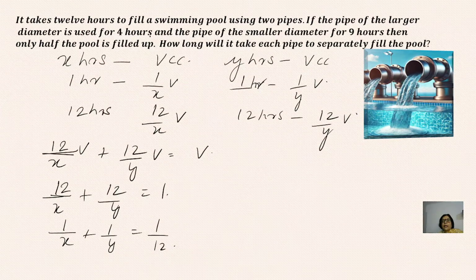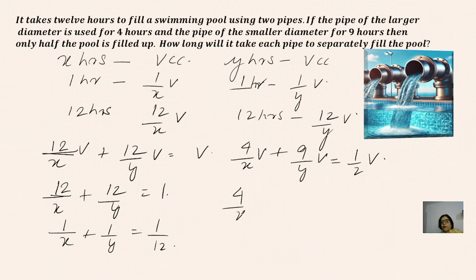Now in the second case, if the larger diameter pipe is used for 4 hours and the pipe of the smaller diameter for 9 hours, then only half the pool is filled up. So if the first pipe in 1 hour is filling 1 by X, in 4 hours it will be filling 4 by X of the total volume. And the second pipe in 9 hours will be filling 9 by Y of the total volume. But when they are operating together like this, they are filling only half the volume, that is half V. So again we can eliminate V from both the sides. We are left with 4 by X plus 9 by Y is equal to half. This is the second equation. This is equation number 1 and this is equation number 2.